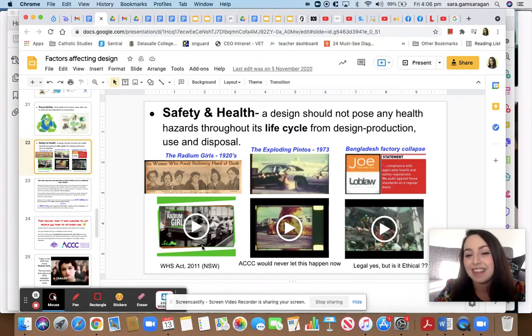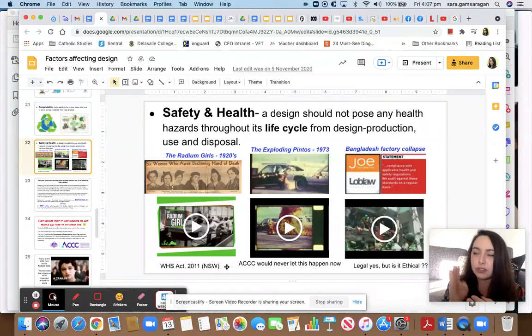And we kind of see that happening here. That happened in the 1920s in America, and that influenced work health and safety legislation in developed countries. We now have in Australia the Work Health and Safety Act 2011. The Work Health and Safety Act 2011 requires all employers, all designers to provide a safe working environment for anyone that works for their business.